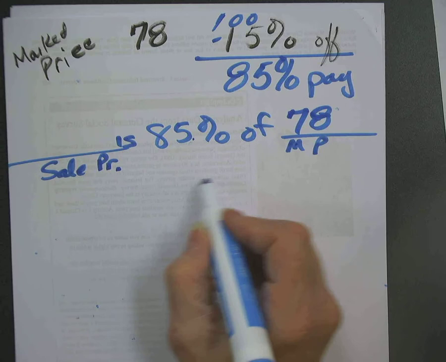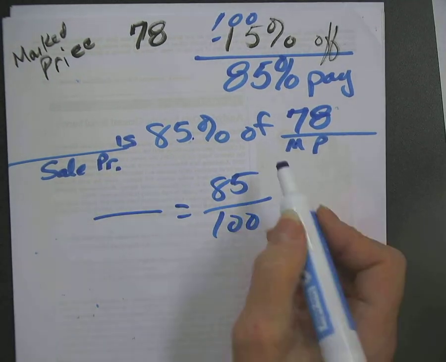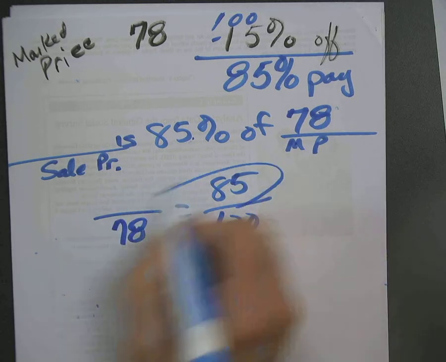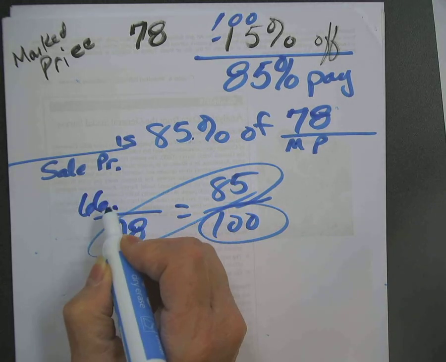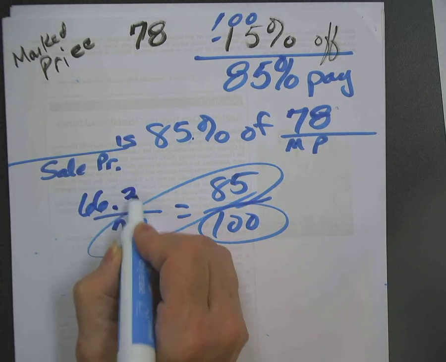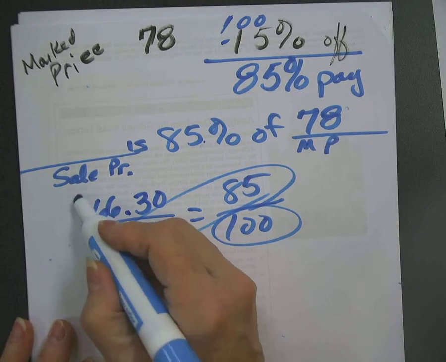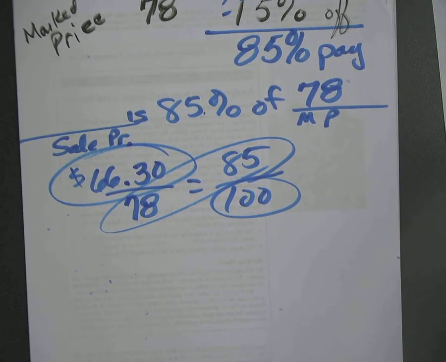So you just do those. 85 is your percent, which goes over 100. And the unknown goes on top or bottom? Bottom. So 85 times 78 divided by 100. $66.30. So if you had $60 in your pocket, you wouldn't have enough. No. Okay.